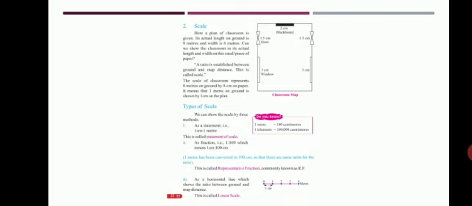Fraction means 1 centimeter to 100 centimeters. This is called fraction. 1 meter has been converted into 100 centimeters, so that there are the same units for the ratio. This is called the representative fraction. And the linear scale is a horizontal line. Can you see it here? Yes, there is a horizontal line that shows the ratio between ground and map distance. See? Good.